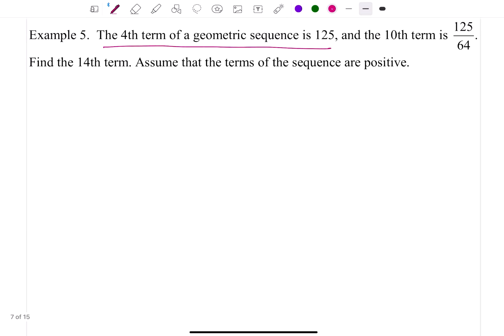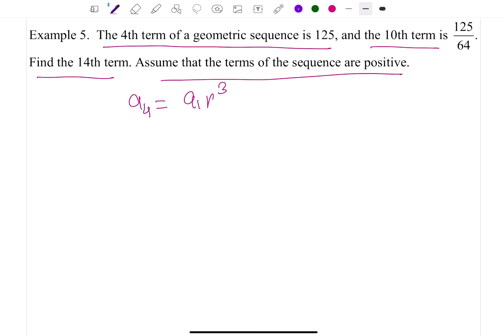The fourth term is given and the 10th term is given. We want to find the 14th term. Assume that terms of the sequence are positive. Okay, so the nth term general formula for the fourth term would be a4 is a1 r to the third power. So if I plug in, the fourth term is 125, a1 r to the third power. And the 10th term would be a10 equal to a1 r to the ninth power. And we have the 10th term as 125 over 64, which is a1 r to the ninth power.